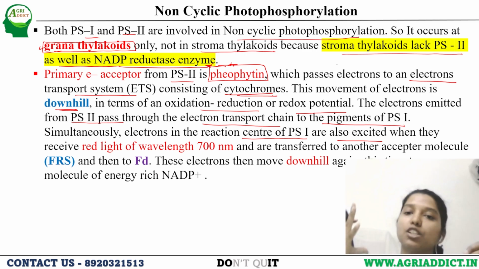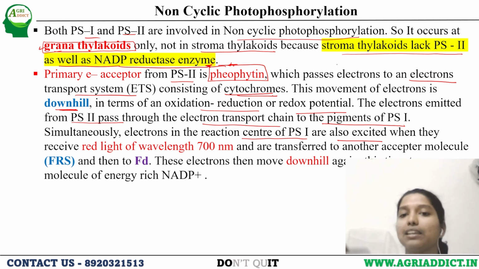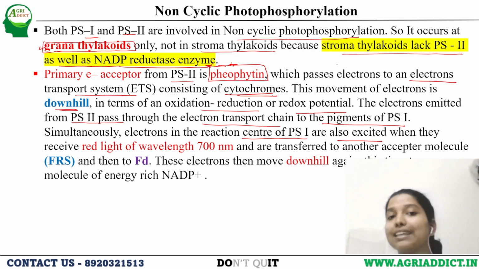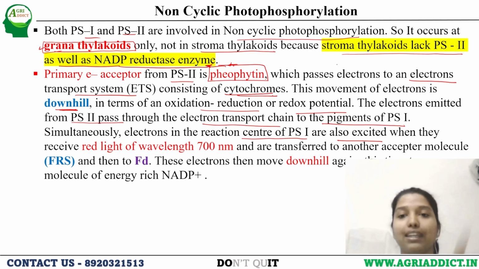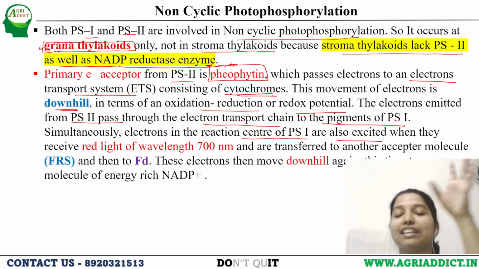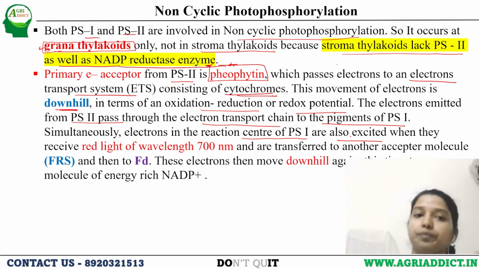At the same time, PS1 is also emitting its electron, because PS2 is getting its electron from the splitting of water, so that the cycle can continue. The electron released from PS2 will fulfill the requirement of PS1, because at PS1 we do not have any photo splitting of water. So once the electron from magnesium is released, photosystem 2 fulfills that electron need of photosystem 1. Okay, I hope you got what I wanted to say.